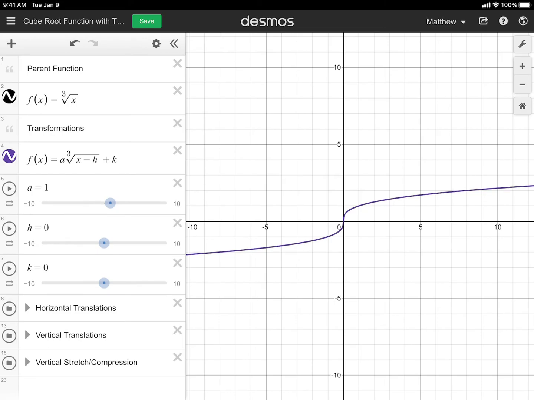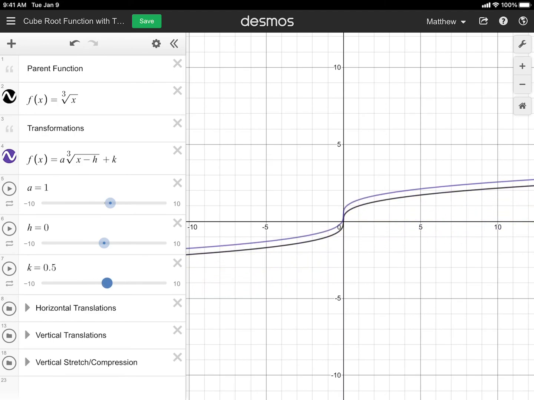The same thing with h equals 0. We notice that it's x minus h. If I increase h, this moves to the right that many units. If I decrease h, all it does is move it to the left that many units. And then the same thing's going to be with k. If I increase k, I'm just going to go up. If I decrease it, I'm going to go down.